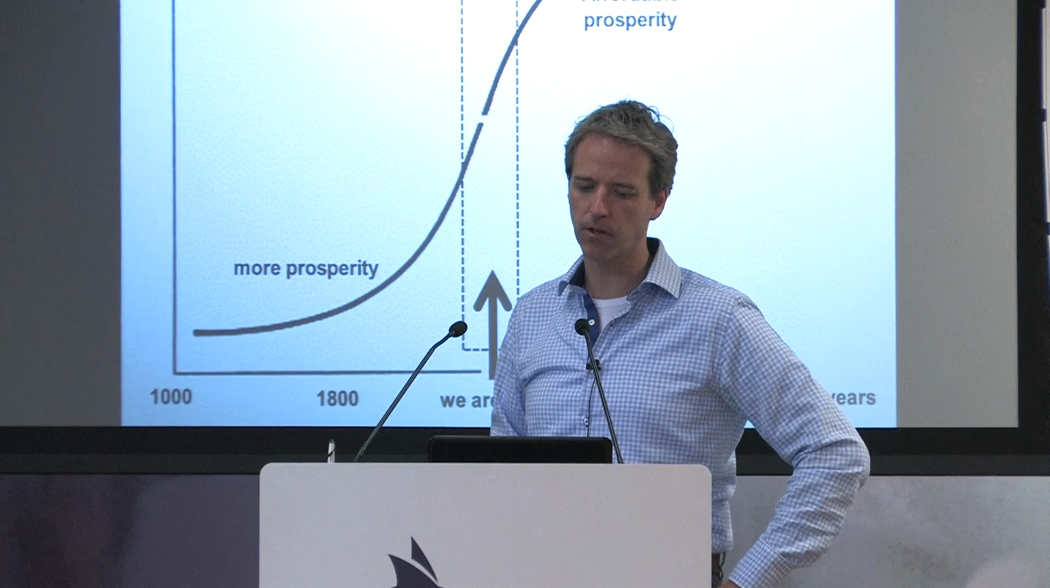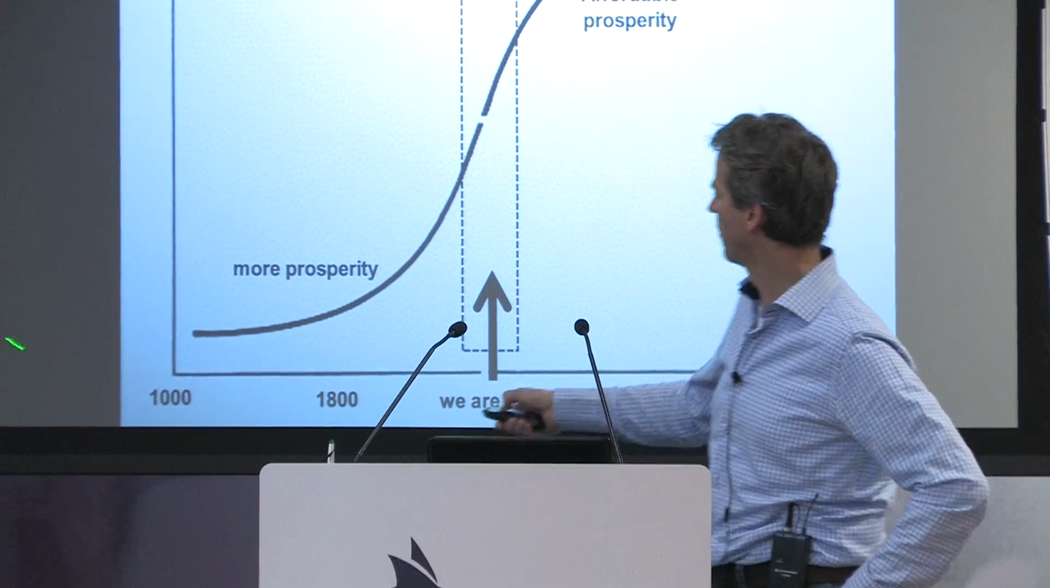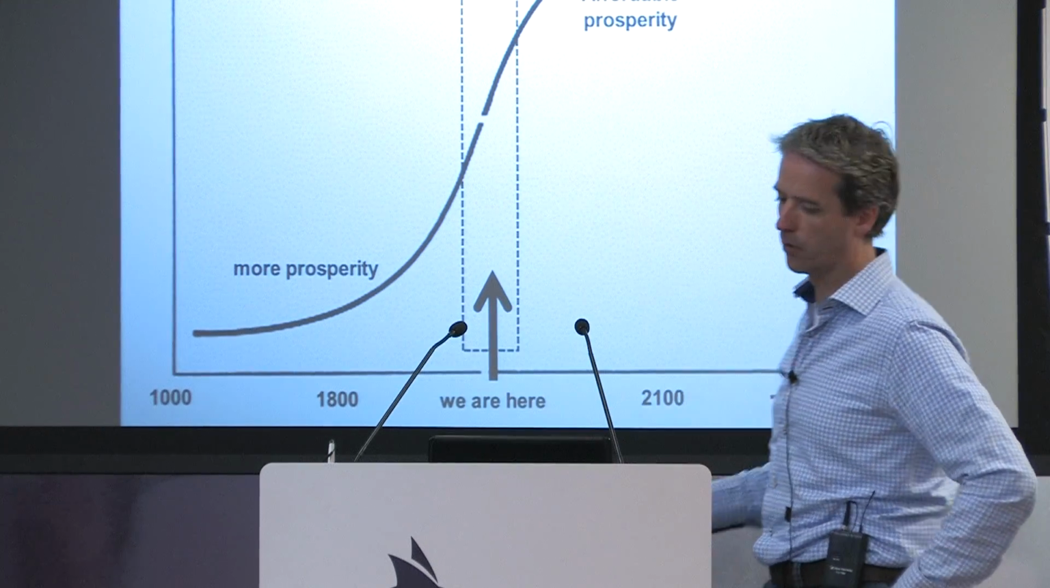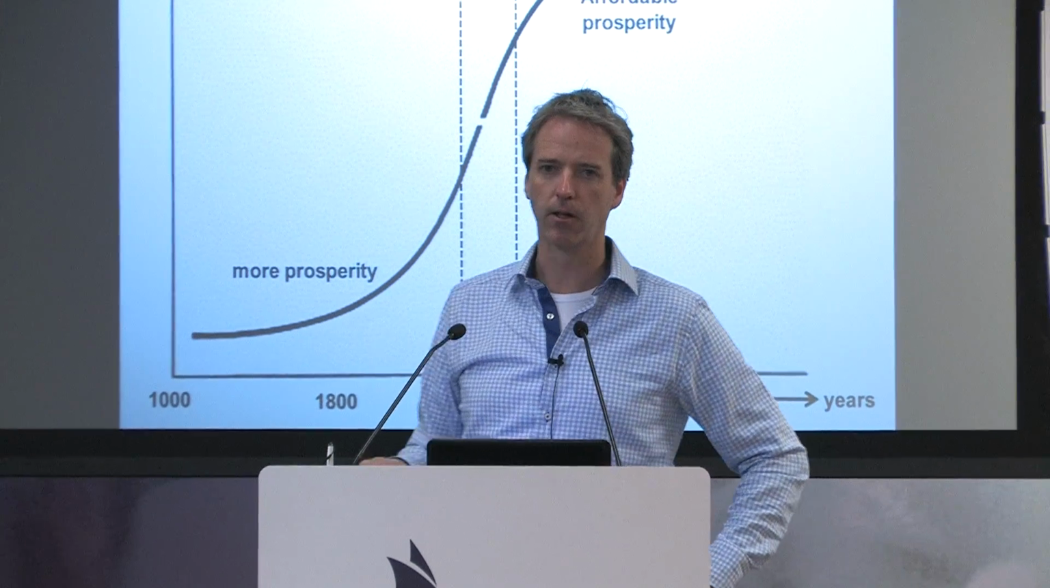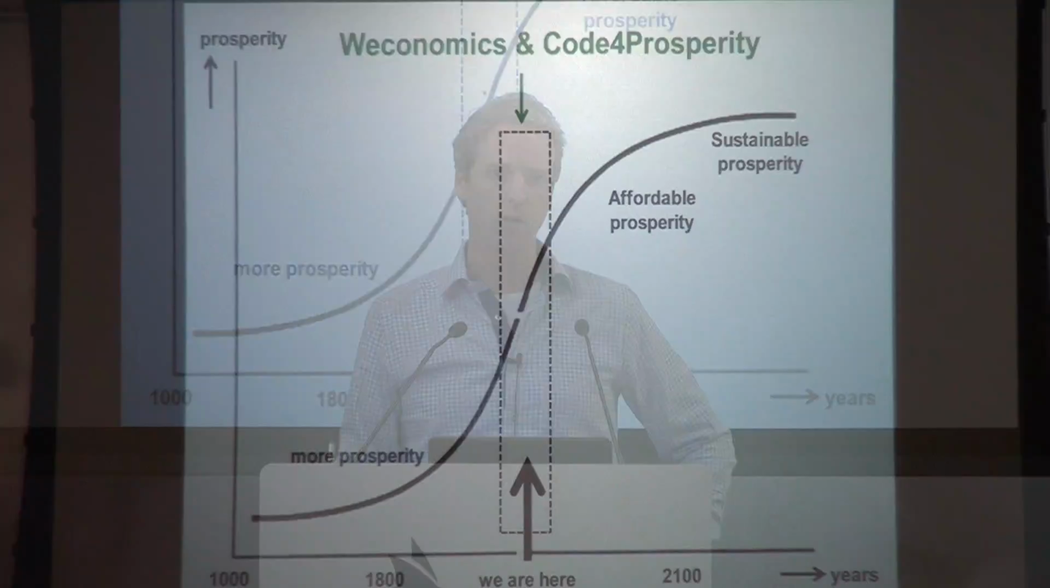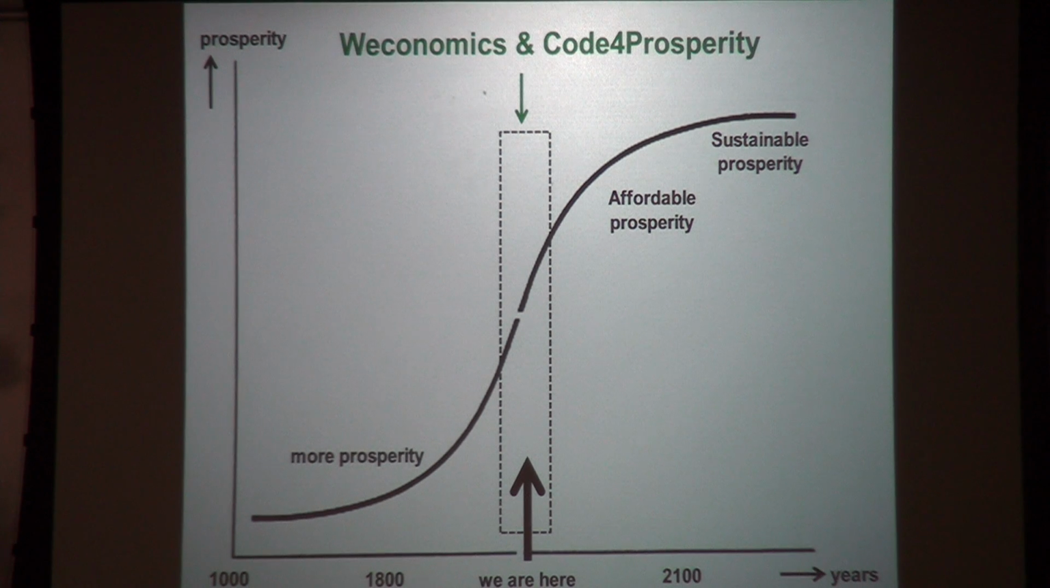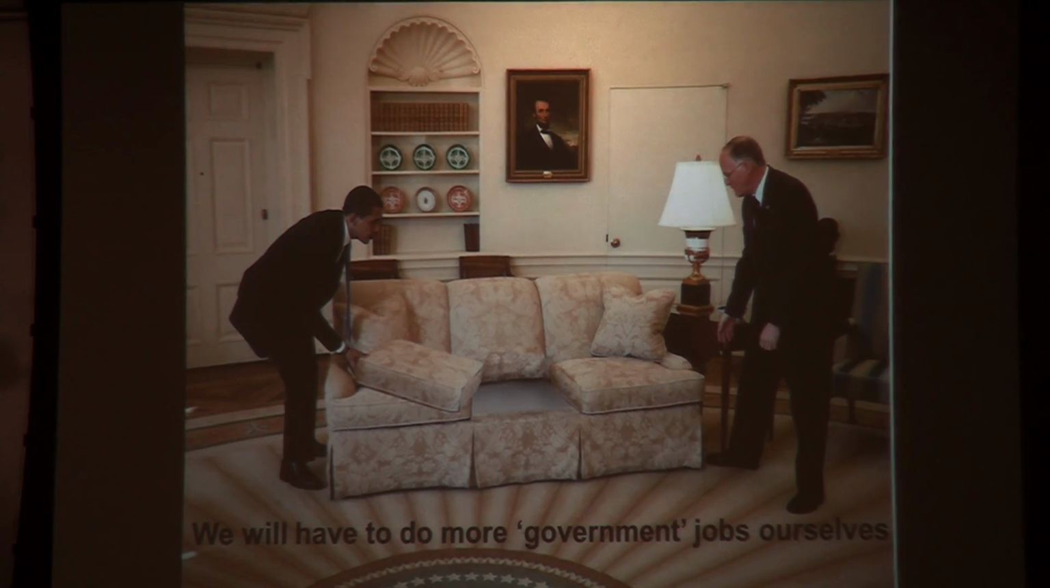So we're in a transition. We're in a transition from more prosperity to an affordable and sustainable prosperity. The prosperity we have now, the welfare, is not affordable, because the costs rise and we don't produce enough for that. So what's the consequence of that?